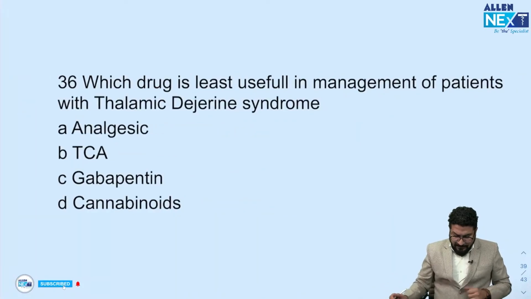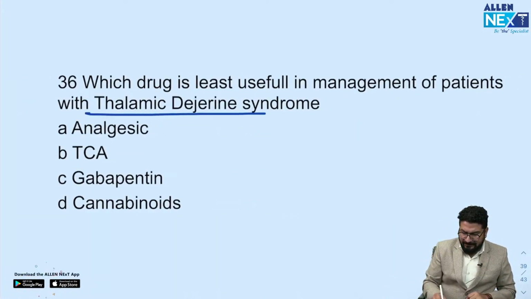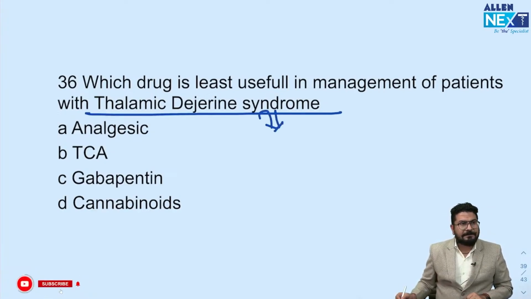Am I clear? Okay, then which drug is least useful in the management of a patient with thalamic Dejerine syndrome? Understand this: thalamic Dejerine syndrome is part of the stroke syndromes. We have discussed this.